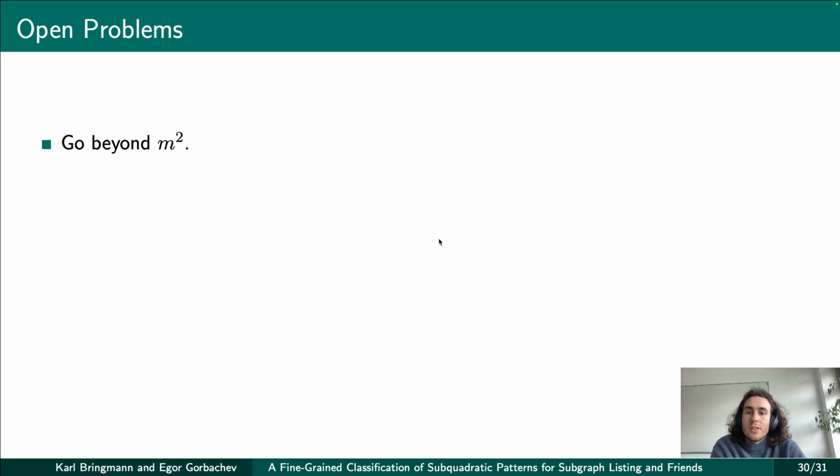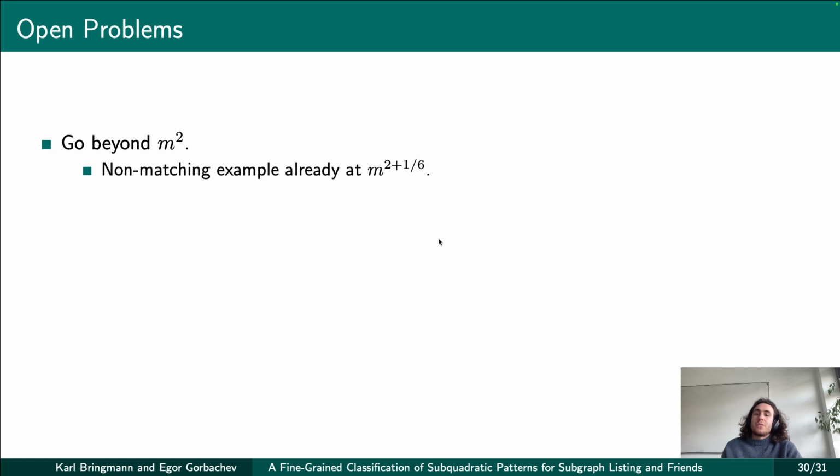First of all, we understood that we can fully characterize all patterns and their time complexity exponents up to 2. But can we go further? It turns out that as we enter quadratic and superquadratic time complexities, things become much more complicated. But we already tried to go into that direction and discovered that already at m to the 2 plus 1 over 6, we found a pattern for which we were not able to match an algorithm and a lower bound. So it seems like with current techniques, it is the limit of our approach. Thus, closing it would require some novel ideas, either from the lower bounds or from the algorithms.